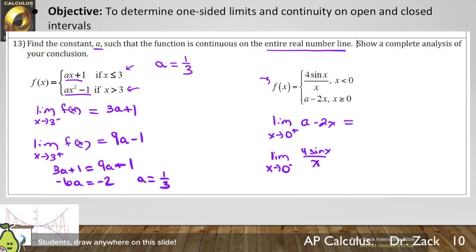Now the right-hand side of our function is going to be a when you try substitution. The left side of our function, we're using the concept that sine of x over x will go to 1 as x approaches 0, so this equals 4. So in order for our function to be continuous, 4 must equal a. And in this case, we let a equal 4, and you will have a function that is continuous.